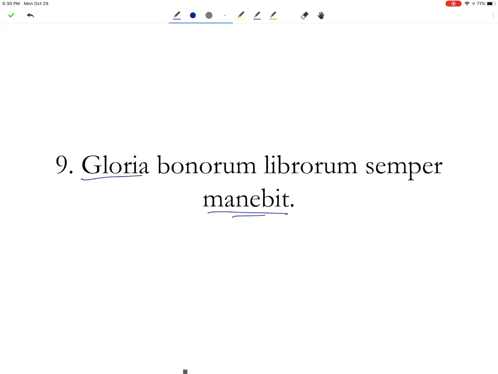Sometimes first, last. The glory, and we know this is future because of the bi, glory will something. Don't know. Nominative, singular, feminine. Glory, third person singular. Future, that's a future. Active, indicative. Glory will remain. Well, let's throw in this ad semper. Glory will always remain. And let's talk about these. The glory of good books. Genitive, plural, masculine. We know it's good books, not free men, because it's like library. The glory of good books will always remain.